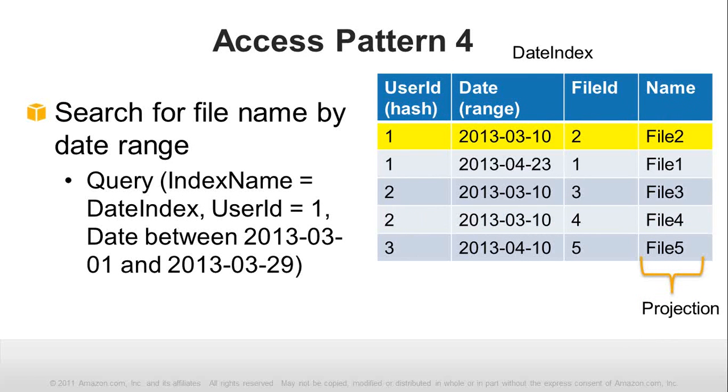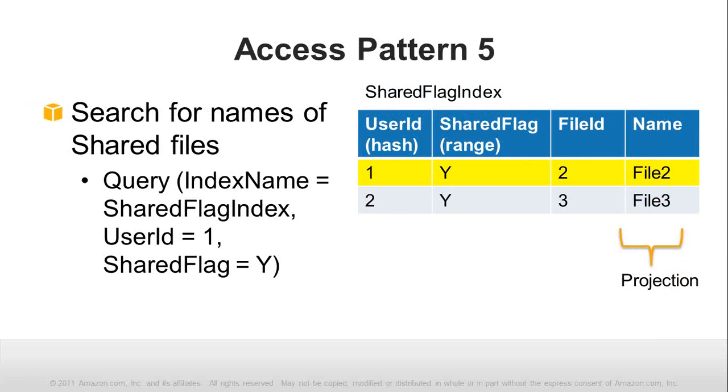In the case of access pattern 4, similarly, I'm just doing a range query on a date. I'm just saying a date between 2 dates, give me all the items. Again, I'm looking up the date index in this case to retrieve those items. Since the name is projected, I don't have to go back to the primary table to get the name. This is the sparse index. In this case, since I'm only searching for files shared by user 1, the index will contain only records that are shared or flagged for sharing.